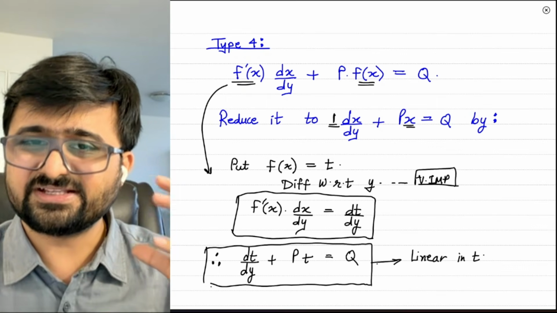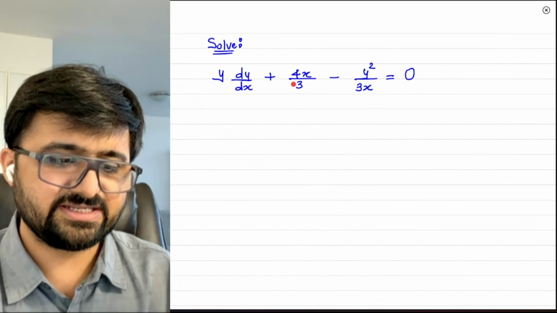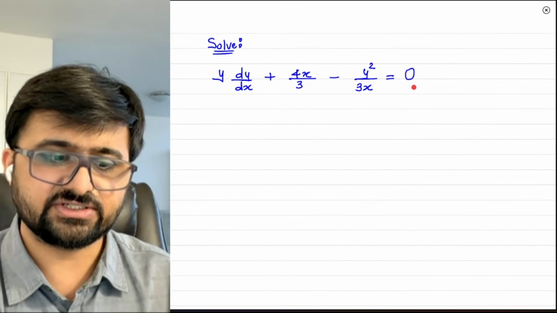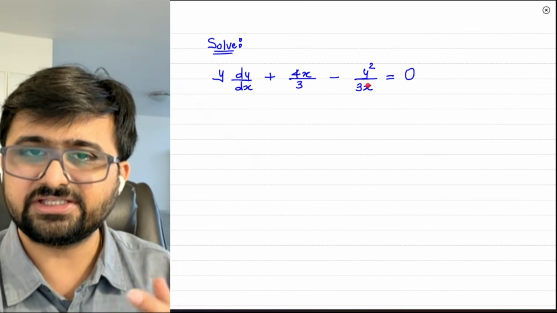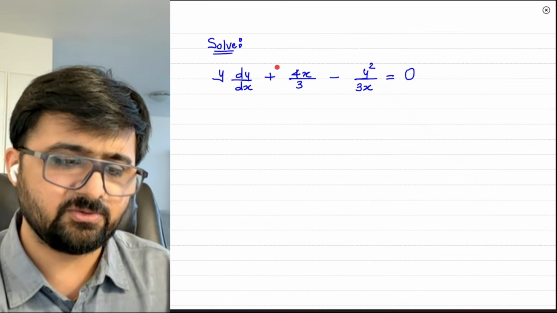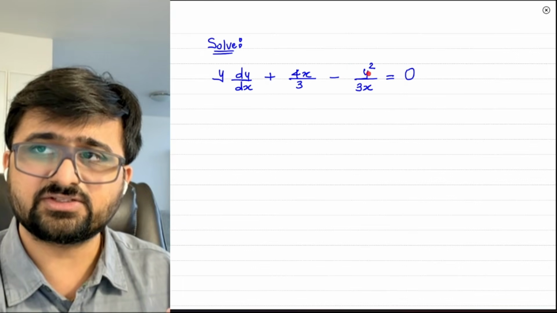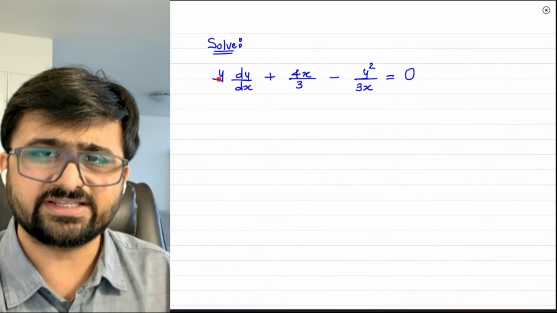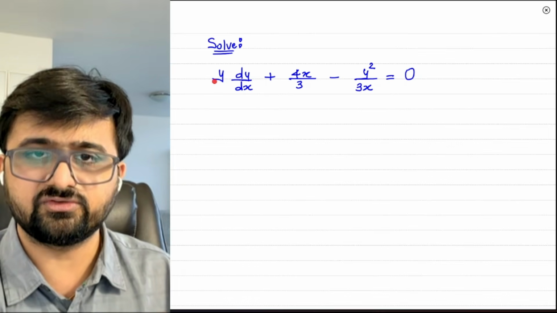Now let us look at some examples of reducible to linear form. Let's solve this example: dy by dx plus 4x divided by 3 minus y square over 3x is equal to 0. This is not of the linear type because there is not a single variable here that occurs only once. There is x which occurs 2 times and even y occurs 2 times. But if you notice, the derivative of y square is 2y, and there is y present, so the derivative of y square is easily manageable here.